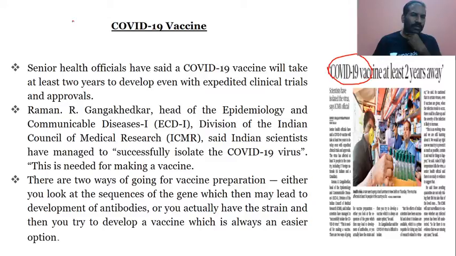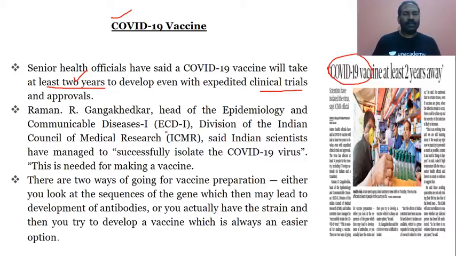And in regards to the COVID vaccine, that is the coronavirus vaccine, a senior health official has said that it will take at least 2 years to go ahead with the clinical trials and then approval by WHO. It will at least take 2 years. So it's a very long time. And we should not panic. Rather, we have to make sure that we follow the preventive and precautionary measures.